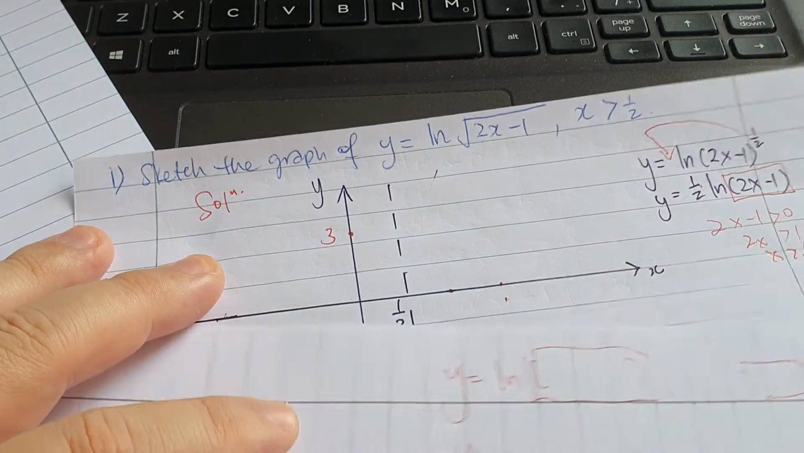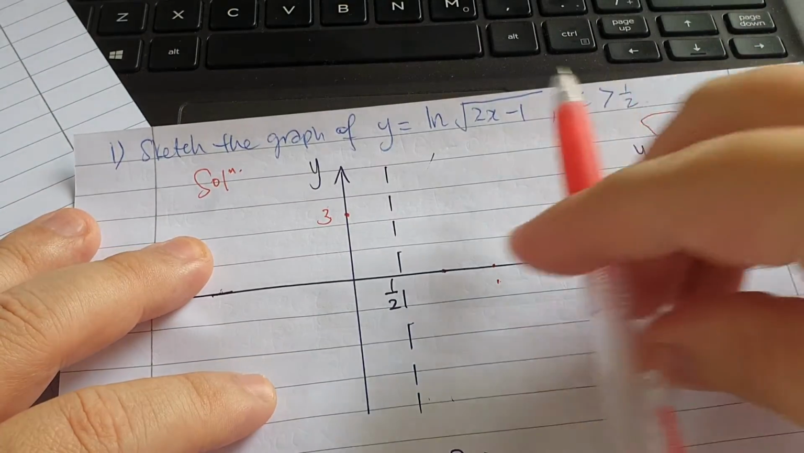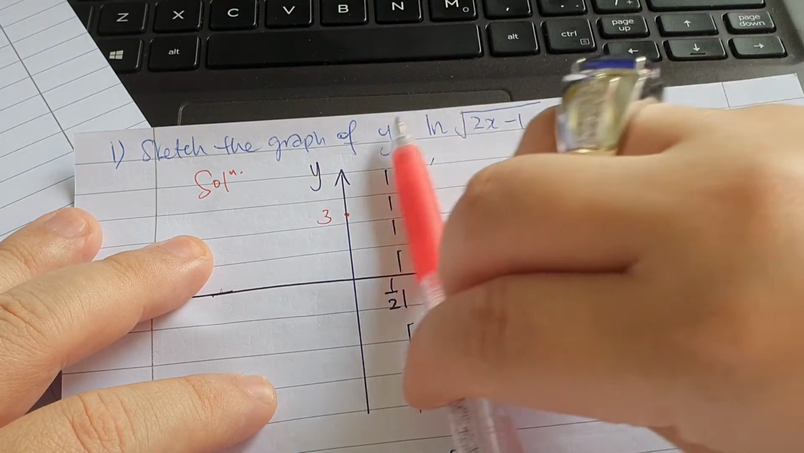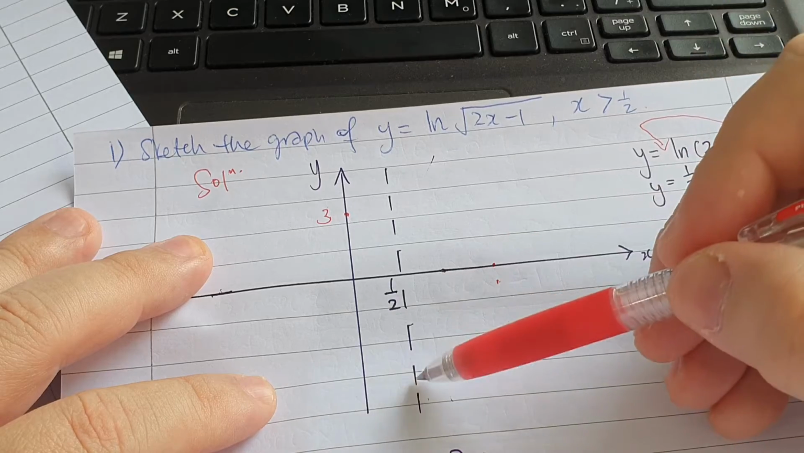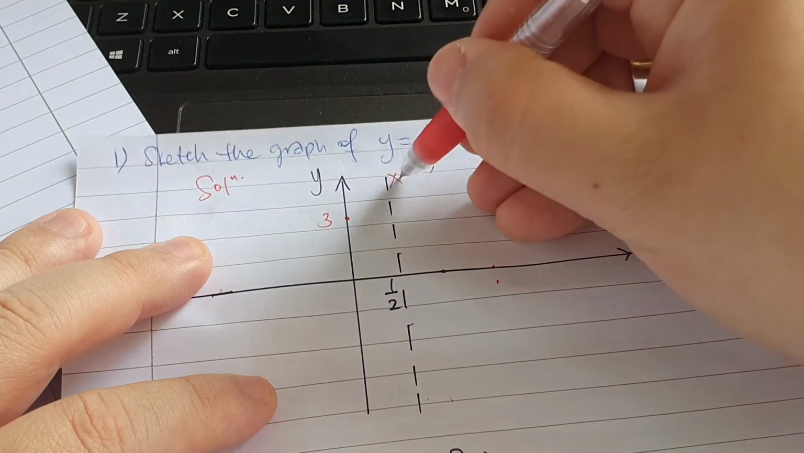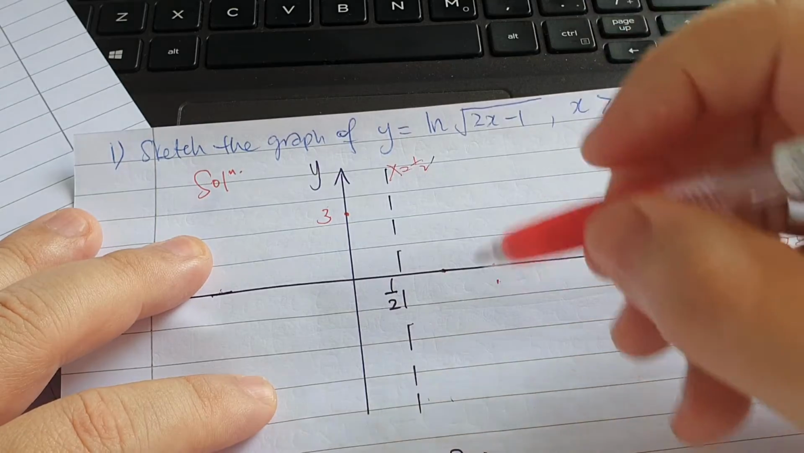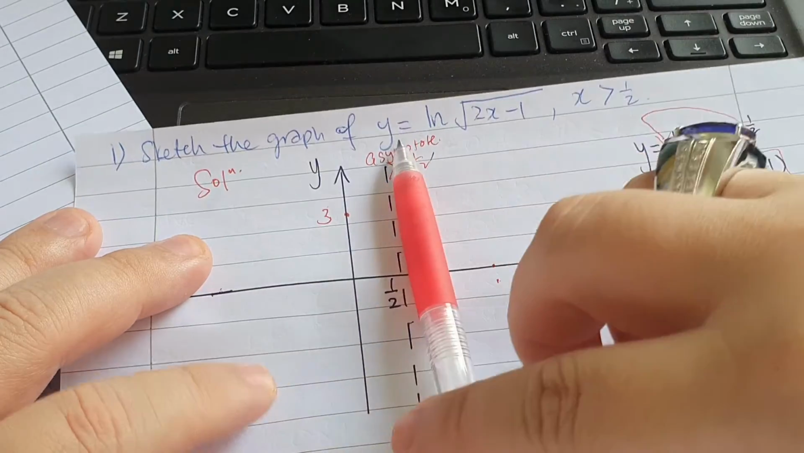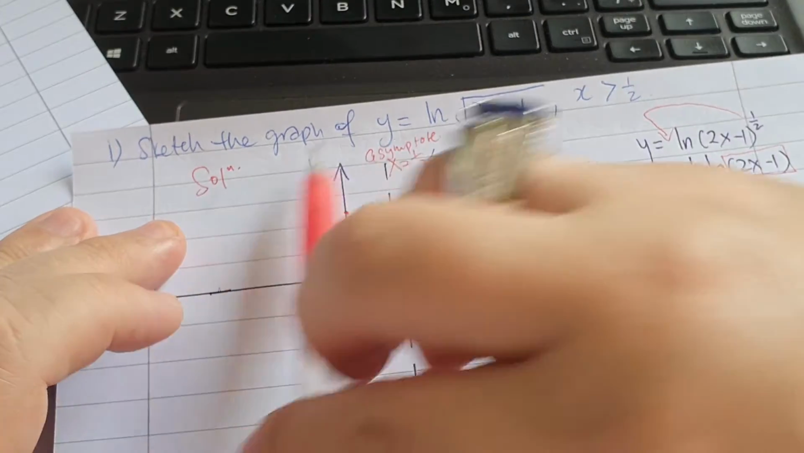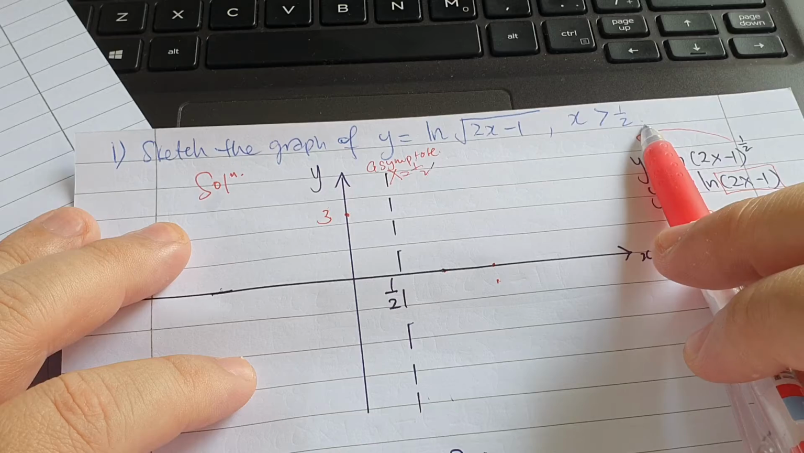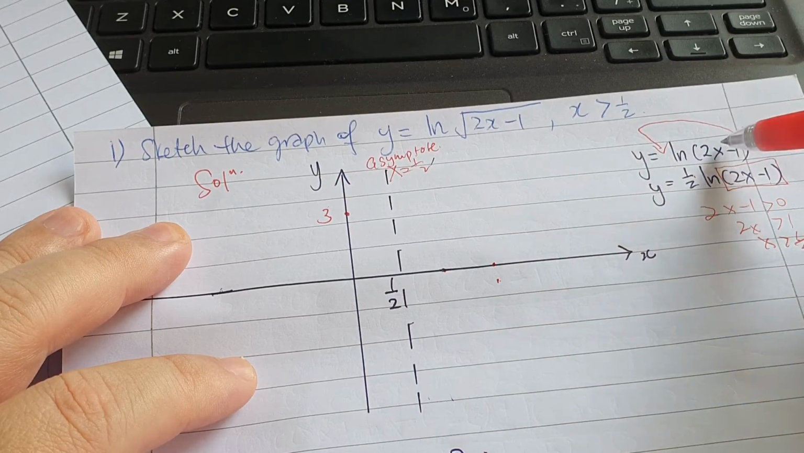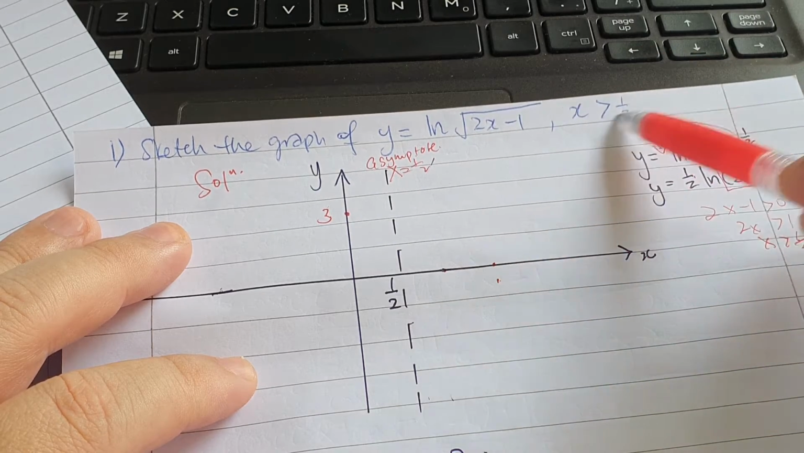Now, if x is greater than half, that means the graph can only be on this side. This vertical line x equals half is the asymptote. And no graph should be drawn on the left hand side because x is always greater than half. It cannot even be equal to half because you cannot have ln 0. So it's greater than half.